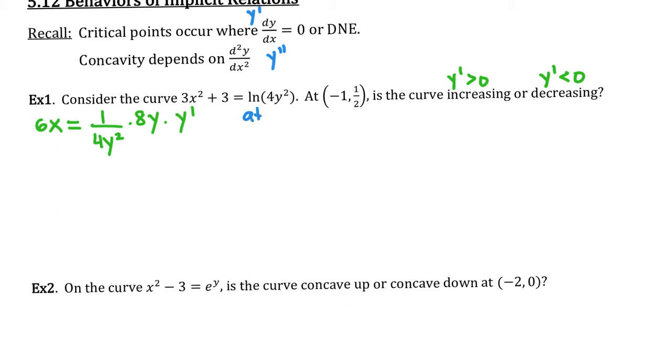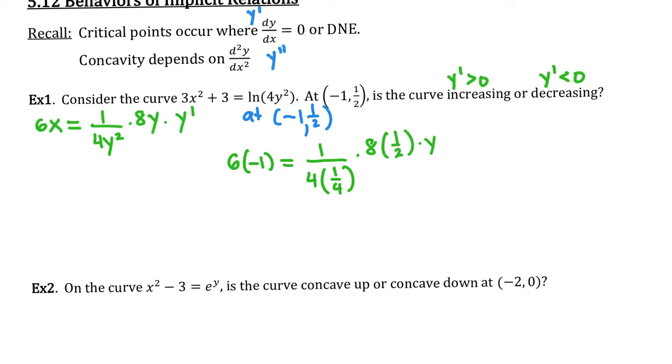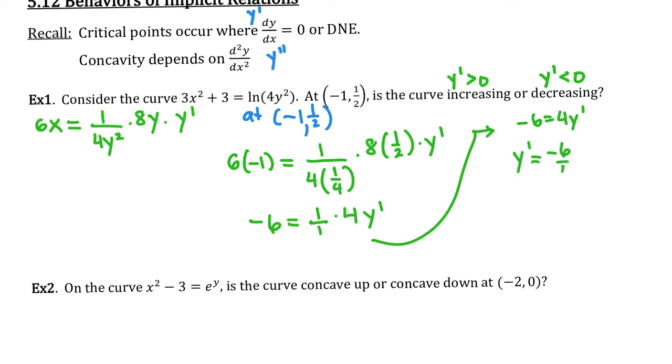So at negative 1 comma 1/2, that's going to be 6 times x, equals 1 over 4 times y squared. Y squared is 1/2 squared, which is 1/4, times 8 times y prime. What is this? This is negative 6. This is 1 over 1 times 8 times half times 4y prime. So I have negative 6 equals 4y prime. So y prime is negative 6 over 4, or negative 3/2, which I didn't really have to simplify because I just care that it is less than 0.